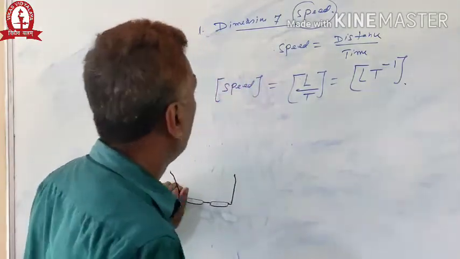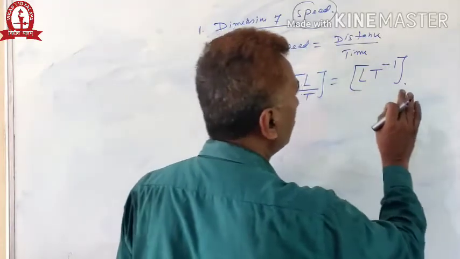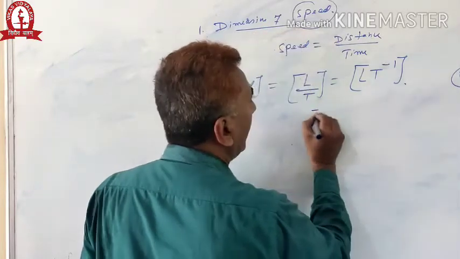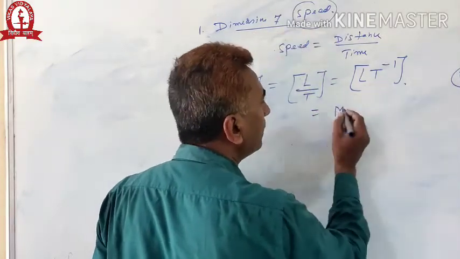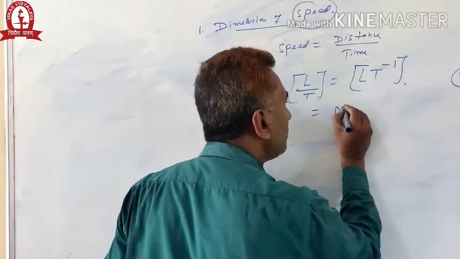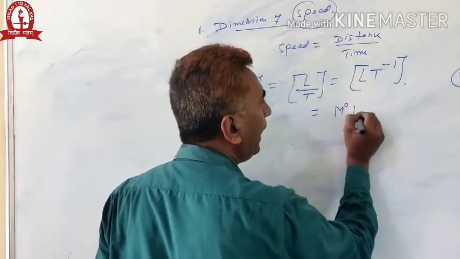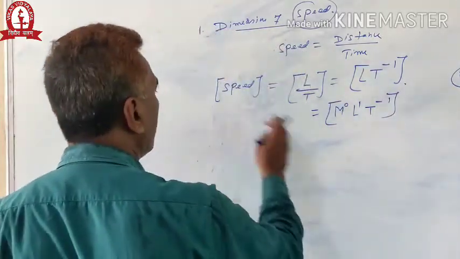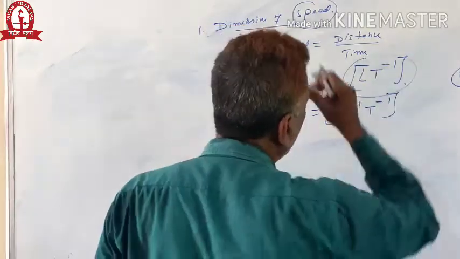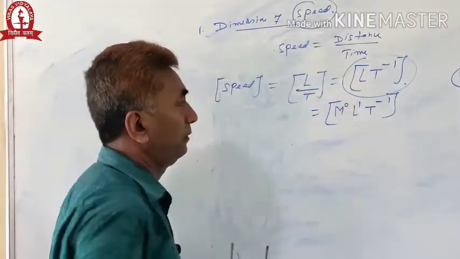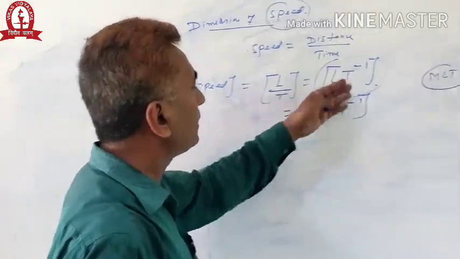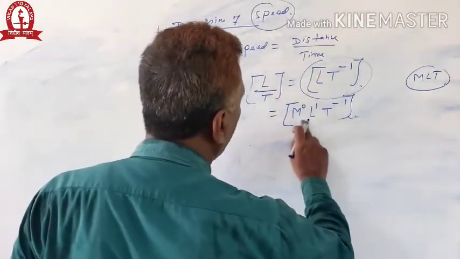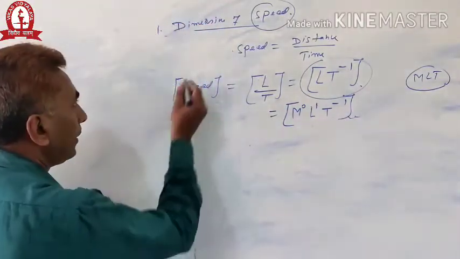But whenever we write the dimension, we need to mention 3 things: M, L and T. Here only 2 things. So this is also right, but in full form you can write M0 L1 T minus 1. This is the proper notation of the dimension of speed. For the sake of practice, LT minus 1 is enough, but the actual form is M0 L1 T minus 1.